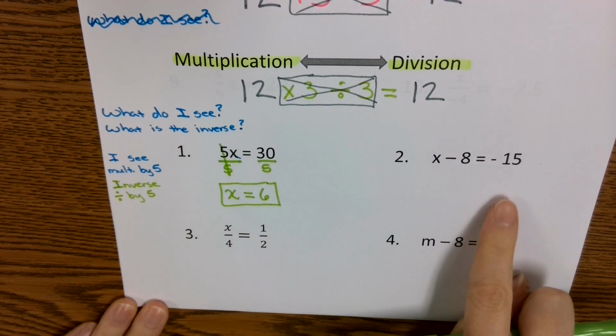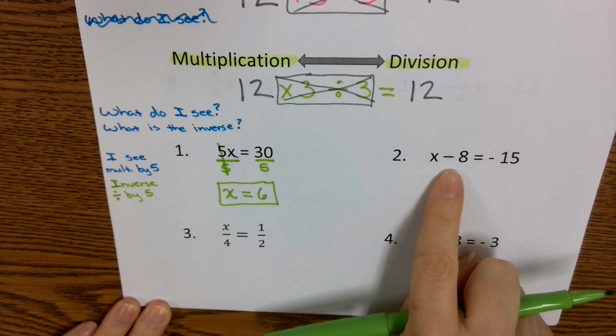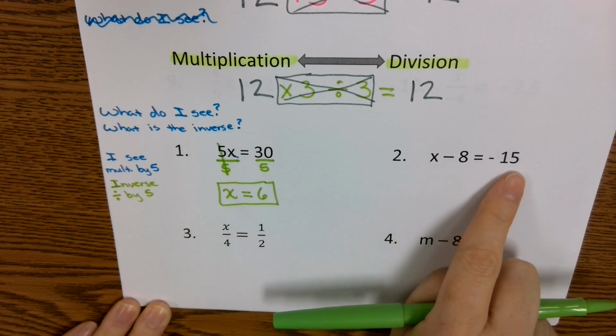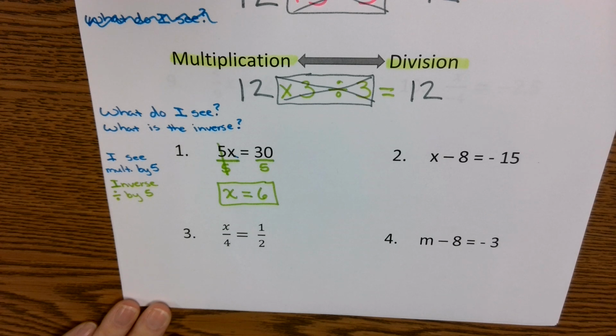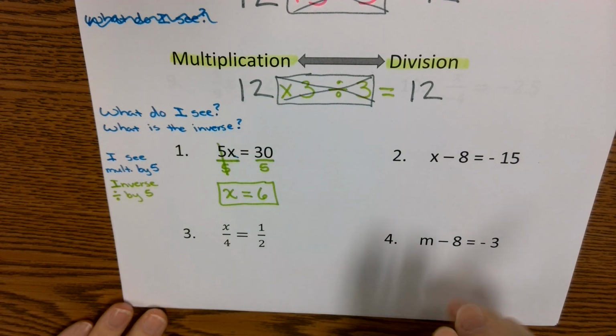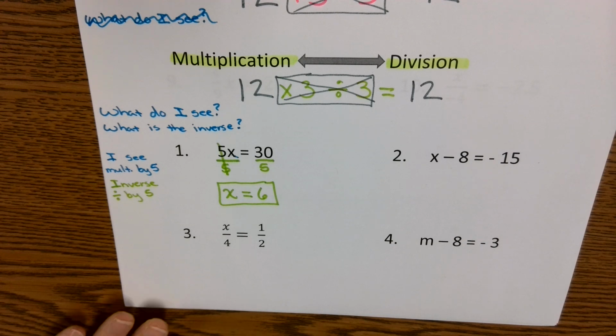Okay, let's take a look at problem number 2. We have x minus 8 is equal to negative 15. First question to ask, what do I see? What operation am I doing to the x? What am I subtracting? 8.